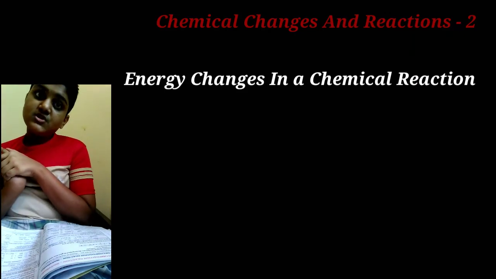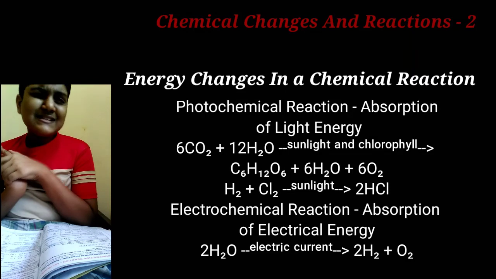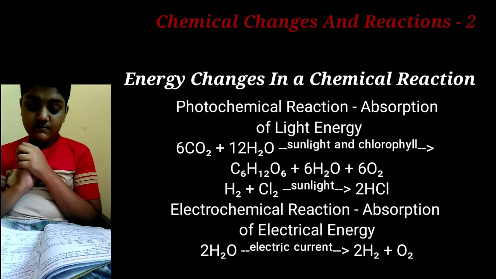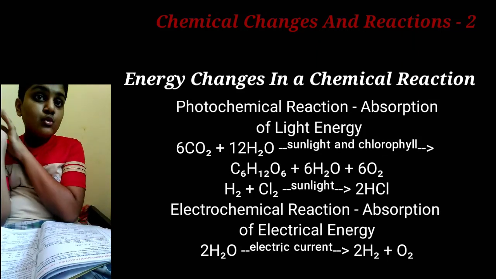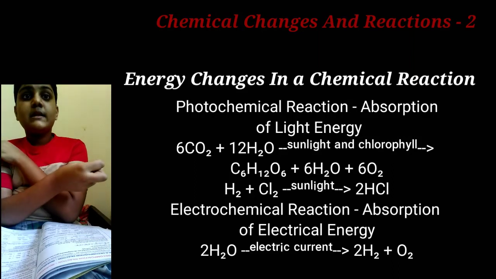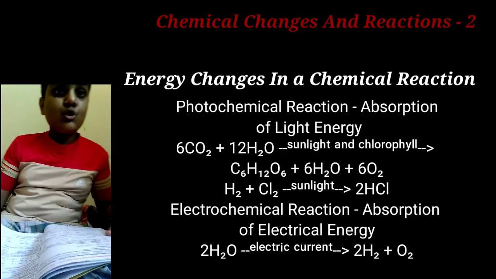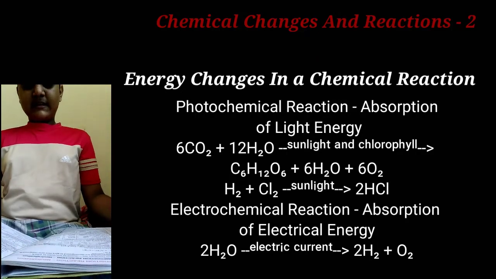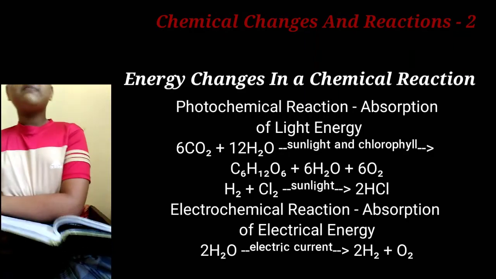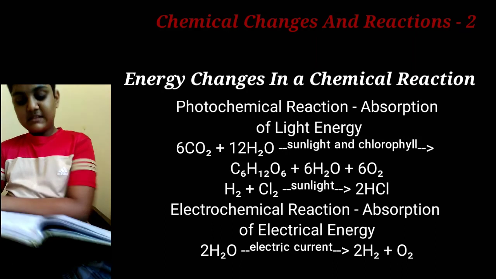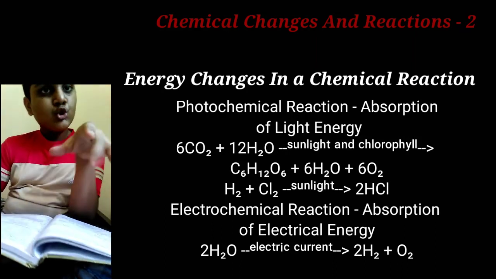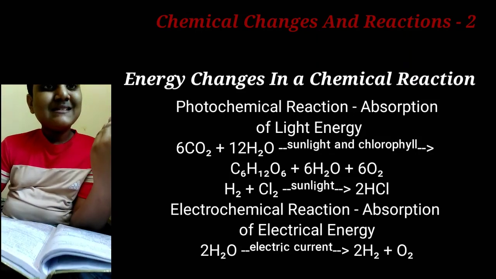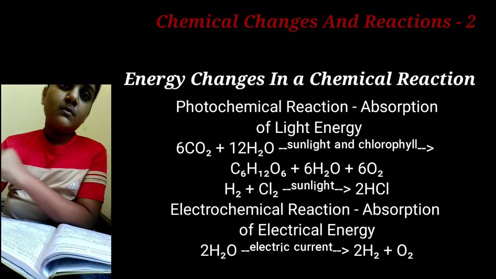Next is the photochemical reaction. Photochemical means it belongs to light. It is a chemical reaction which proceeds with absorption of light energy. Best example: H2 plus Cl2 in the presence of sunlight gives 2HCl. Photosynthesis is also good: 6CO2 plus 12H2O in the presence of sunlight and chlorophyll gives C6H12O6 plus 6H2O plus 6O2.